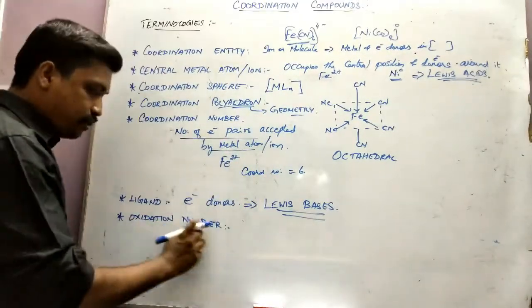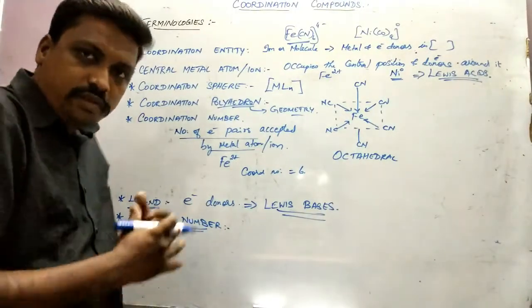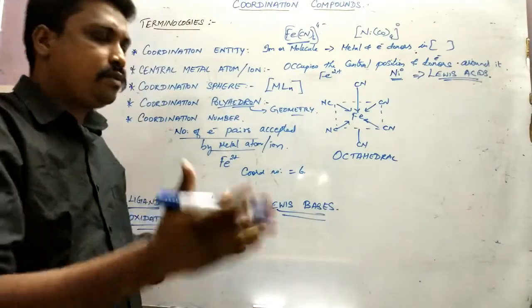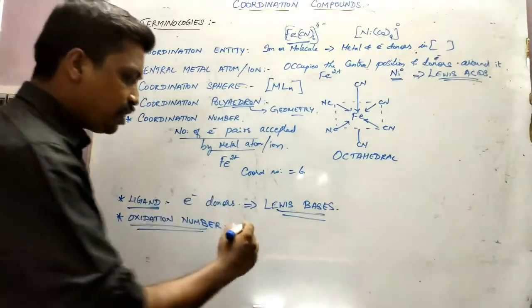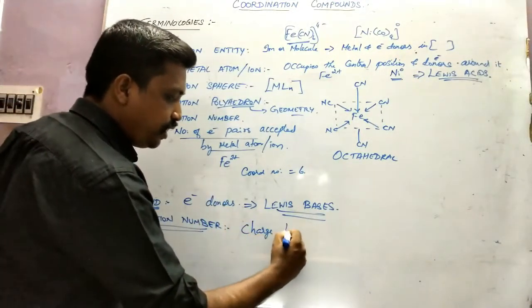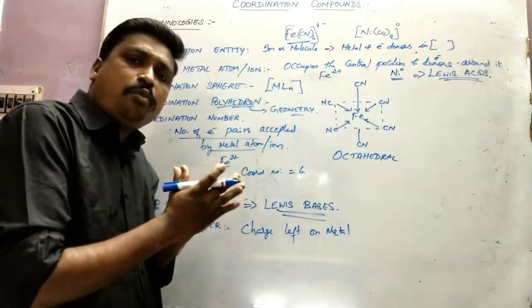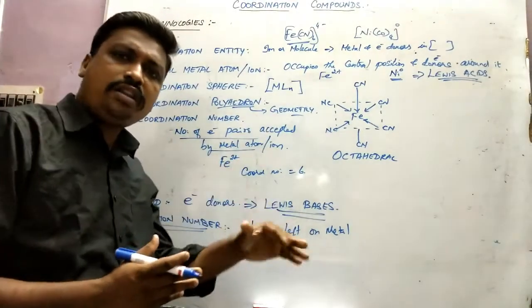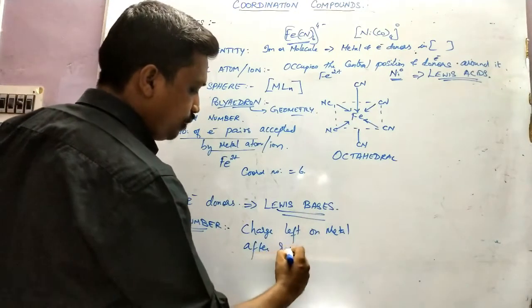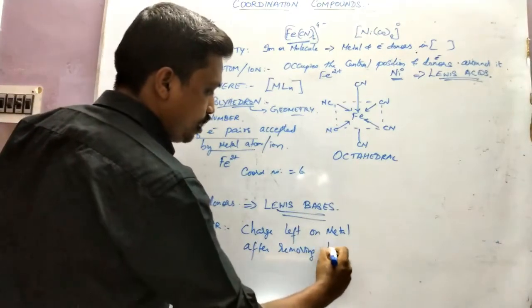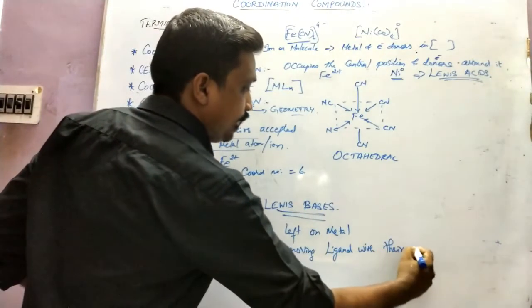Then, what is the oxidation number? We are going to discuss some more points about ligands and oxidation number. Simply, I will explain what oxidation number is in brief. Oxidation number is nothing but the charge left on the metal when we remove all the ligands along with their electron pairs.